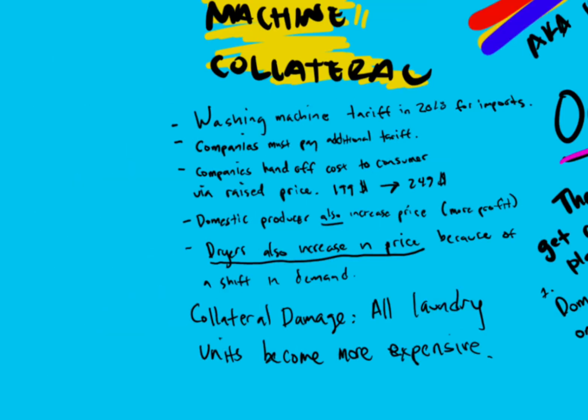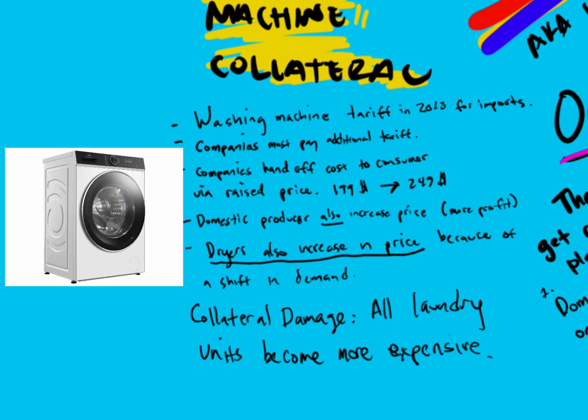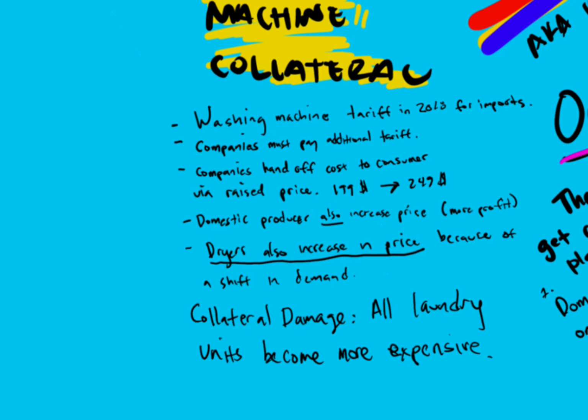Another collateral effect was that because washing machines went up in price across the board because of these tariffs, well, guess what? Dryers are also associated with washing machines, so let's bump those prices too. So dryers also increased in price because the demand had shifted, and the summary of the collateral damage is that all laundry units become more expensive. Dag nabbit, said the older man.